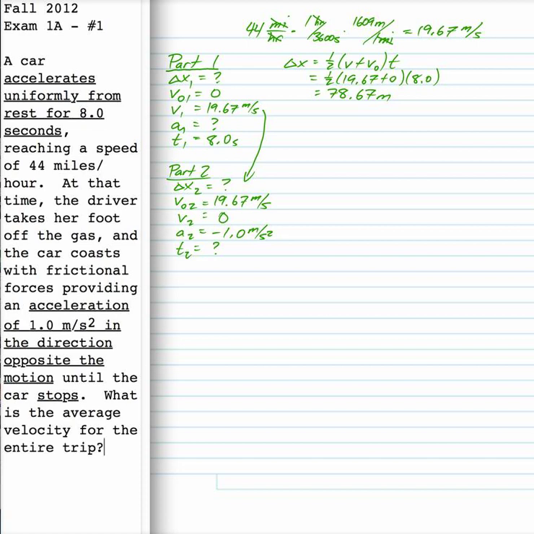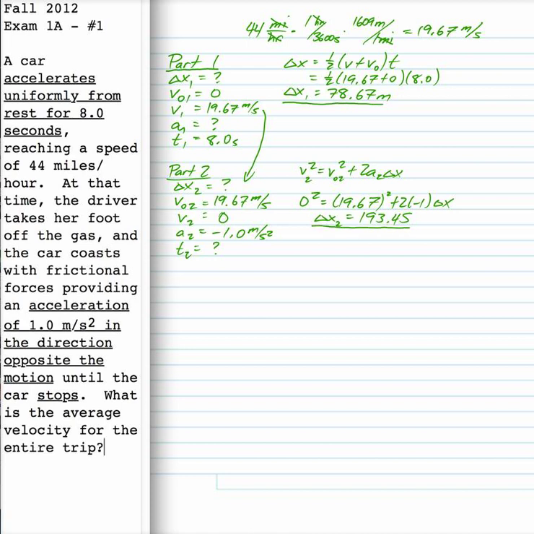Okay, so for part 2, I need to find delta x2 and t2. So to find delta x2, I'll use the equation that doesn't have t in it. That's v squared is equal to v naught squared plus 2a delta x, and that is 0 squared is equal to 19.67 squared plus 2 times -1 times delta x, and that works out to be delta x is 193.45. That's delta x2. Up here is delta x1. So we've got our displacements.